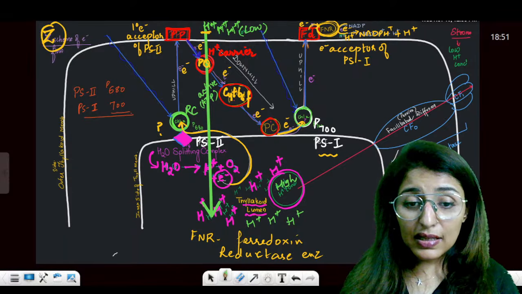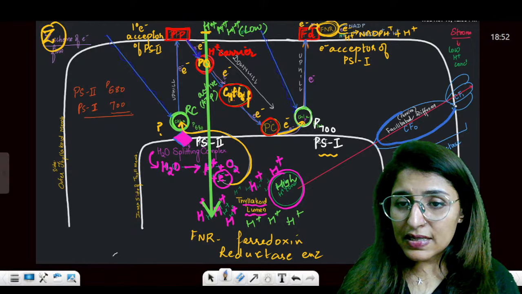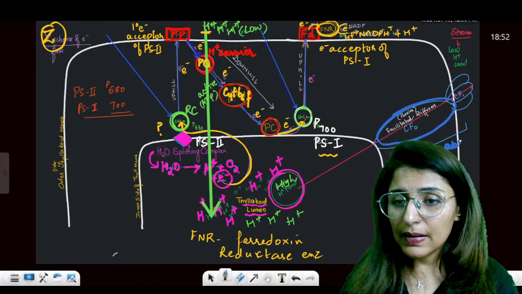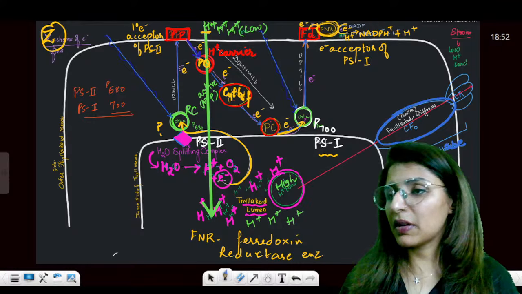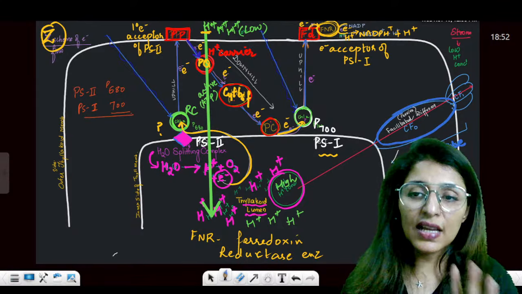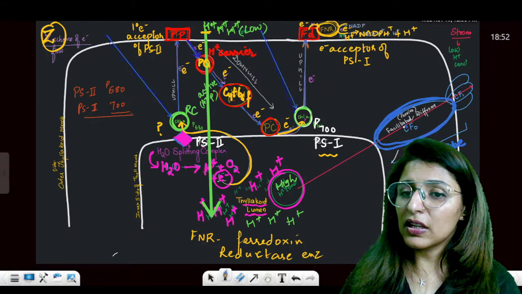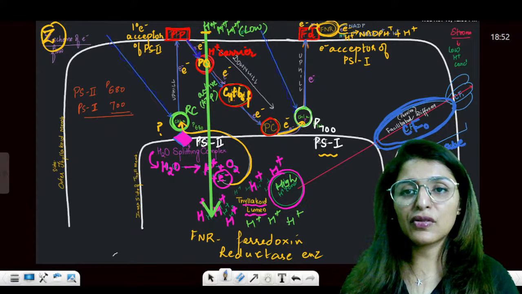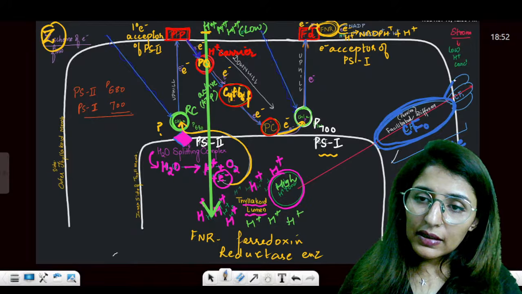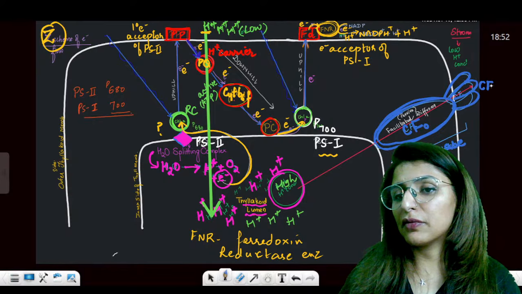Now see, there is an ATP synthase. There is this molecule ATP synthase present in the thylakoid membrane. ATP synthase is an enzyme which, as the name says, is going to synthesize ATP. ATP synthase has two components. This component is known as CF0. C stands for chloroplast. And there is a second component which is CF1.